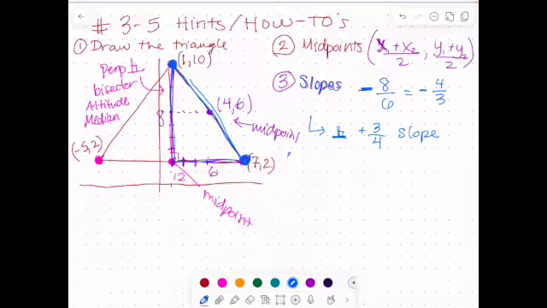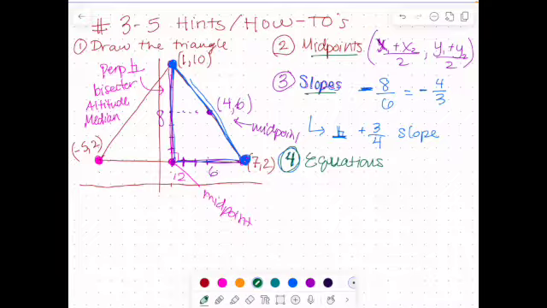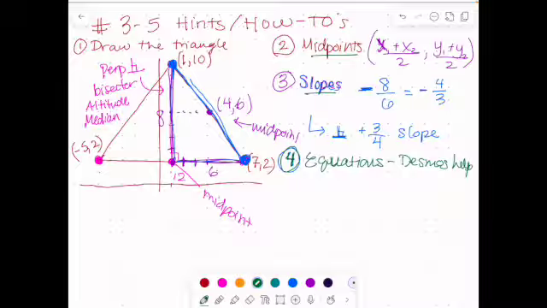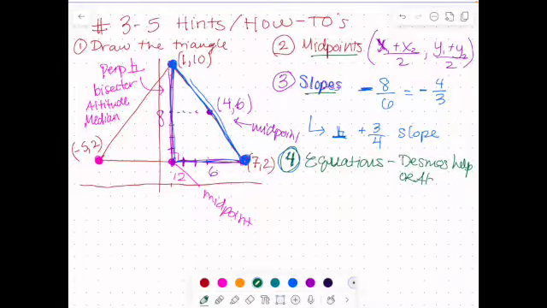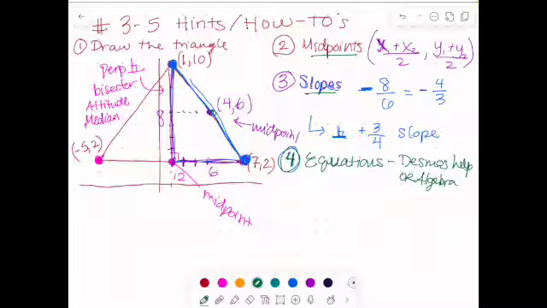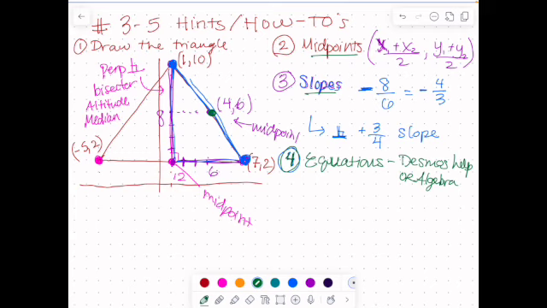Step 4. I'm going to do it in what color? I'll do it in green. Step 4, once you have the midpoints and you have the slopes, then we're going to find equations. And the reason why we're going to find equations is to have Desmos help. Or you can do it algebraically. But either way, you need the equation. So we want the equation of the perpendicular bisector of this segment right here.